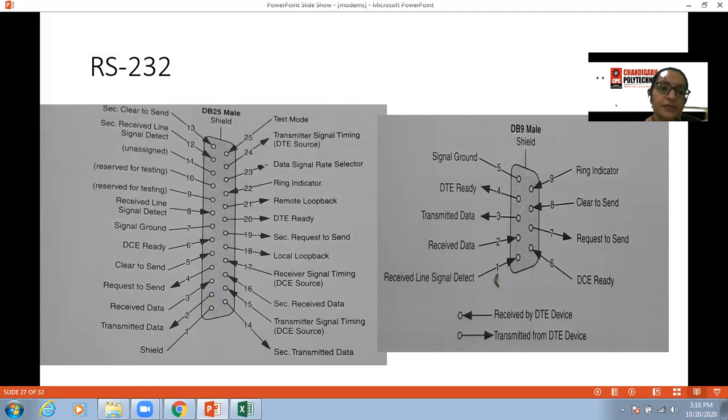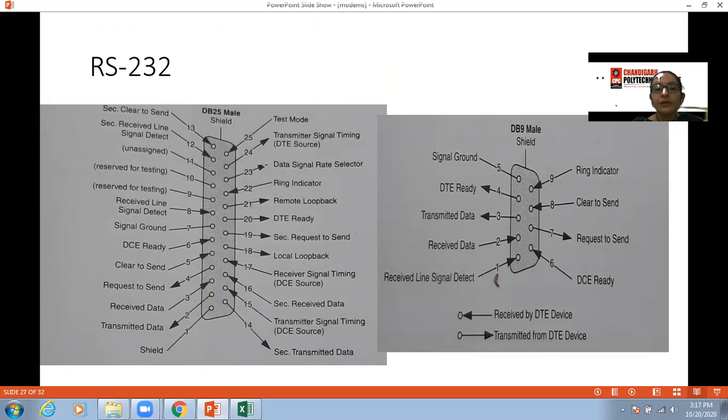And now let us discuss the RS-232 and DB25 shield. In this, here we are having 25 pins. First pin stands for the shield. Second pin is for transmitting data. Third pin is for receiving the data. Fourth pin, request to send. Fifth is clear to send. Sixth one is that your DCE is ready. Seventh is ground. Eighth one is receive line signal detection.